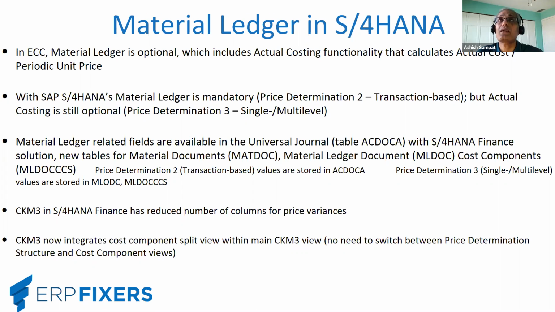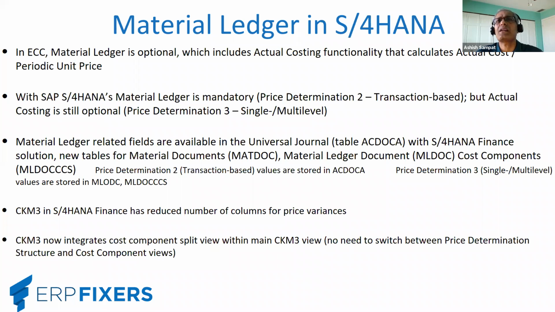So now if you're looking at a client who says, I'm not using actual costing today, do I have to use it tomorrow? The answer is no, you don't have to. Only if you see value in arriving at actual cost, then you can activate price determination 3. Otherwise, continue to use price determination 2. This also does not mean that you have to close your material ledger, CKMLCP, every month. It's something that SAP has provided as an additional feature. If it's something that you don't want to use, that's fine, but it's available readily.